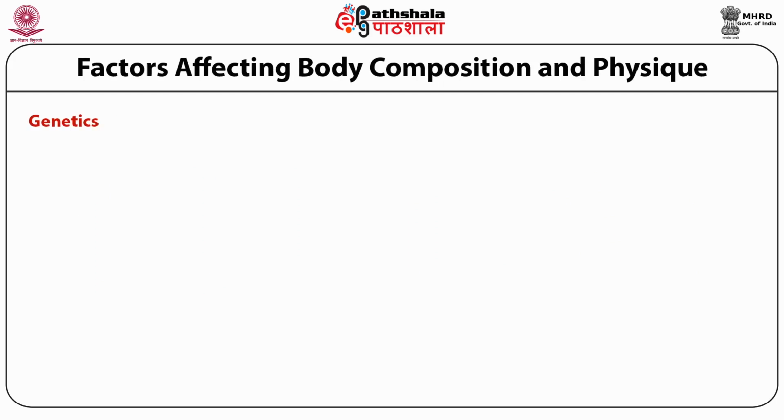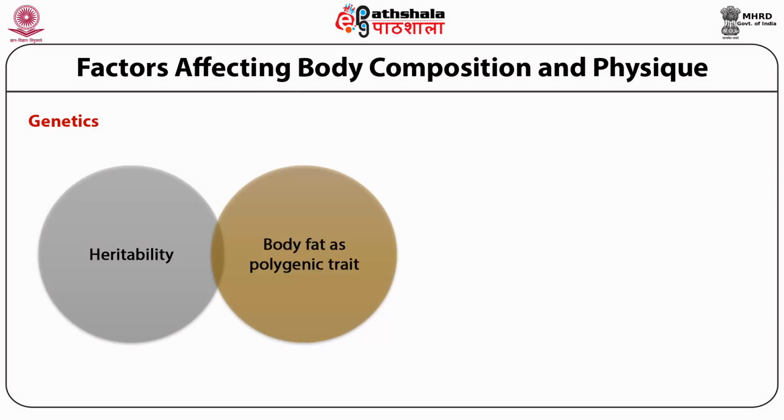Genetics. The contribution of genetics in influencing body composition and physique can be explained with the help of the following concepts. Heritability. Heritability accounts for variation caused due to recessive and dominant alleles and parental effect. Body fat as a polygenic trait. So far, 125 genes have been identified which are associated with body fat, out of which 22 have been tested and proved by many scholars.